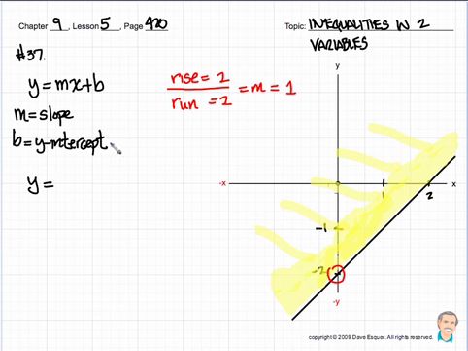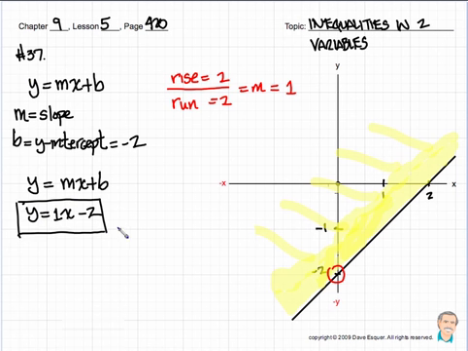We have y is equal to the y-intercept, which was -2. So y is equal to mx plus b. So let's stick that in there. We have y is equal to x minus 2. Now where did I get that? Well, we had the slope was 1, so I put that in for the m. We had the y-intercept was -2, so we have an equation in the slope-intercept form. We've just got to figure out how we're going to turn that into an inequality.